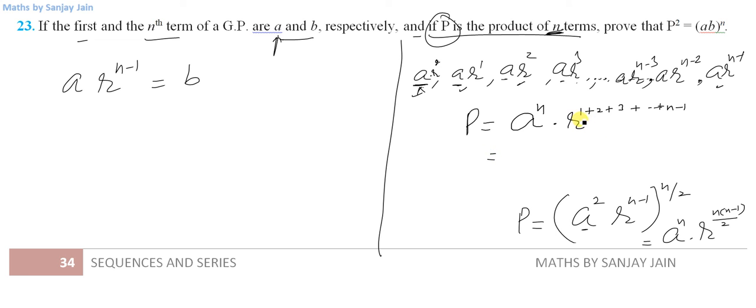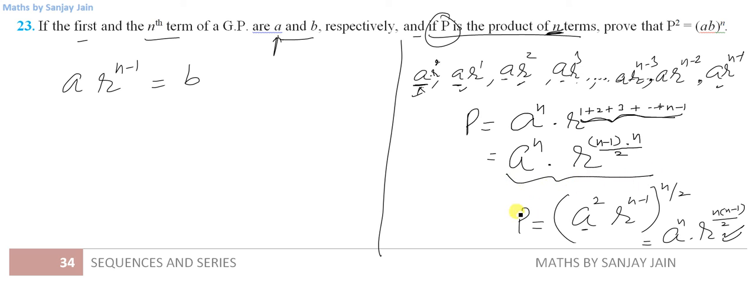And this is the sum of n minus 1 natural numbers. So you can write it as a raised to power n, r raised to power. Now this is not the sum of n natural numbers. This is the sum of n minus 1 natural numbers. So it will be equal to n minus 1 into n divided by 2, which is this. So anyhow, we have got the value of P.